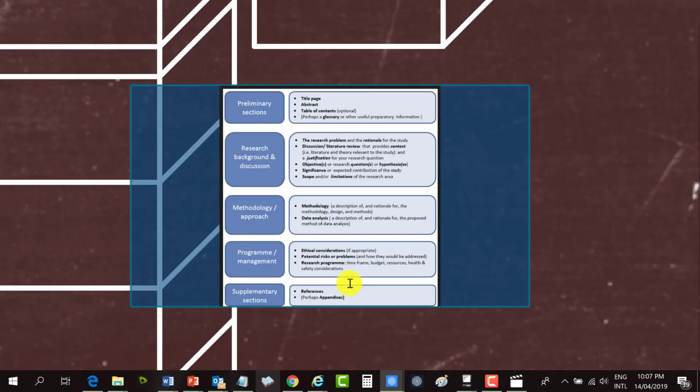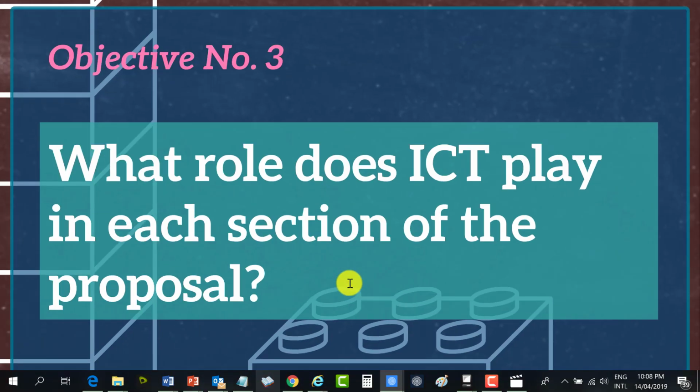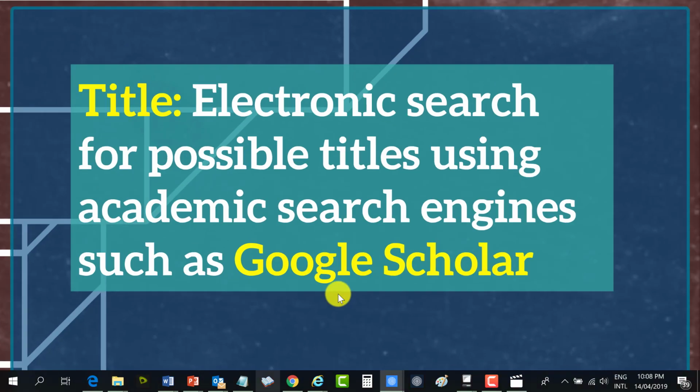So shall we go to objective number 3? That's the last objective, which is very important. What role does ICT play in each section of the proposal? What role does it play? We're going to proceed like this by looking at the title. What role does ICT play in getting the title?